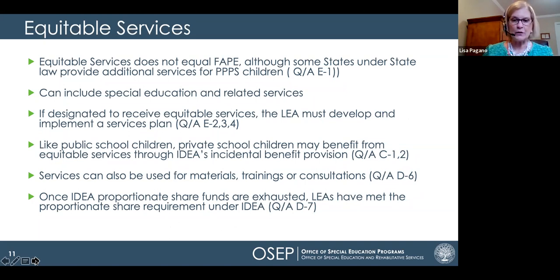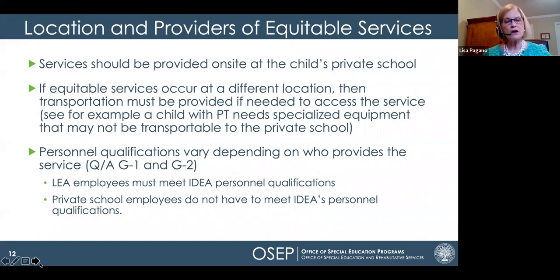So let's go on to the next slide. I know I talked a lot about that one. Let's move on to talk a little bit about where services are provided and who actually provides these services to parentally placed private school children with disabilities.